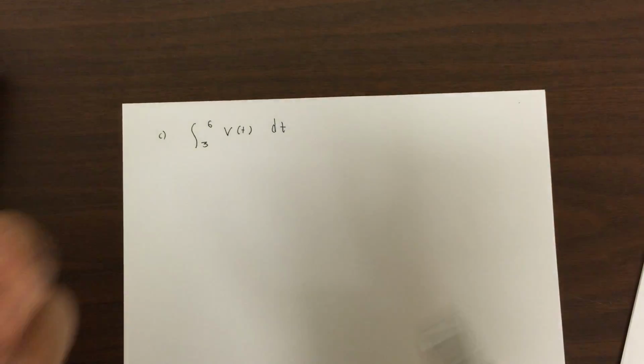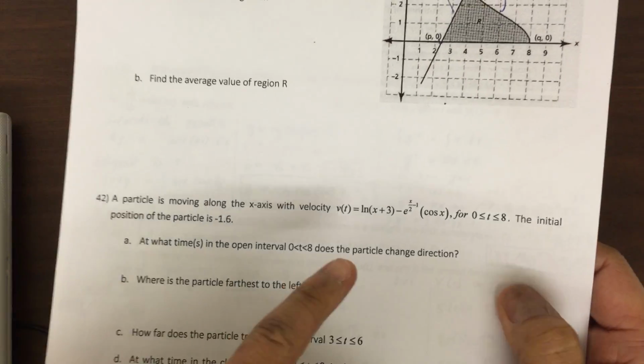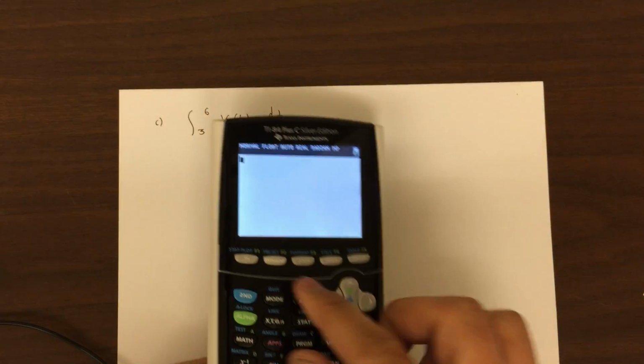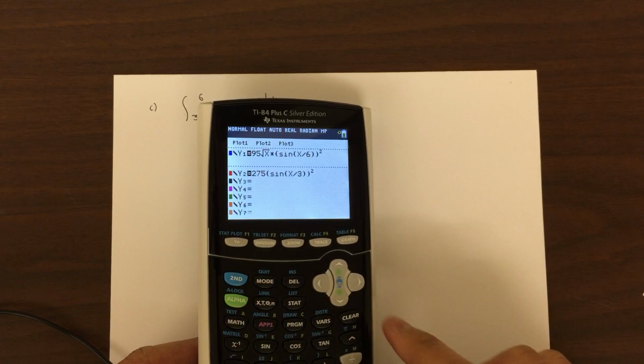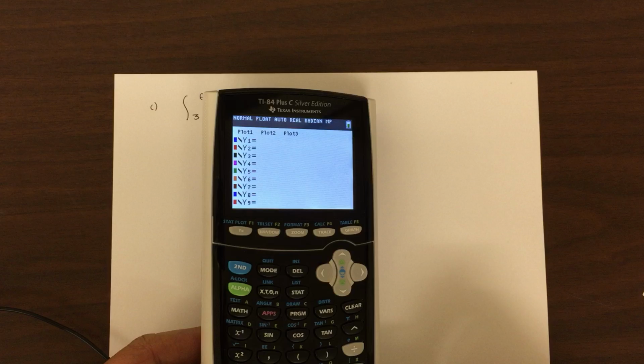So how far does the particle travel? That refers to displacement of the particle, which is that. And then we go ahead and type that into a calculator. Remember, this is our function right here. We're typing that into the calculator. So I would store it under y1. So go to y1, clear that, and let's type that into y1.